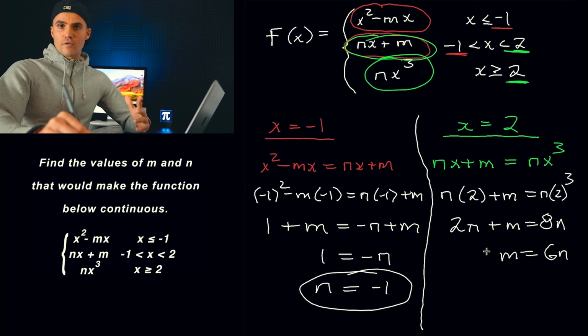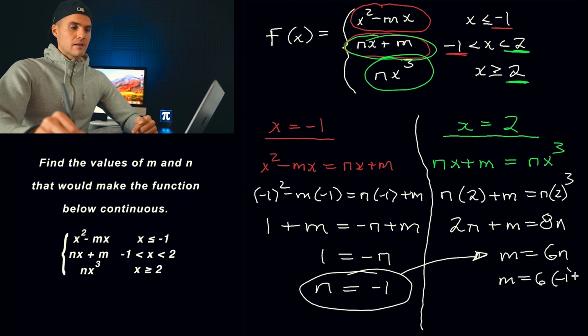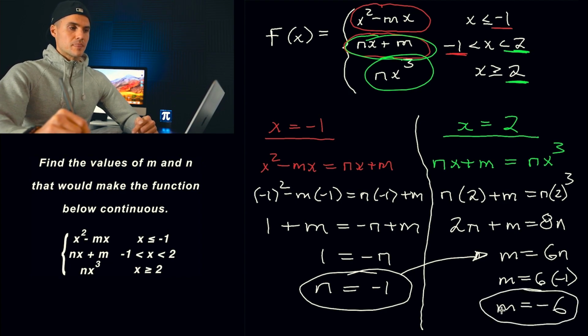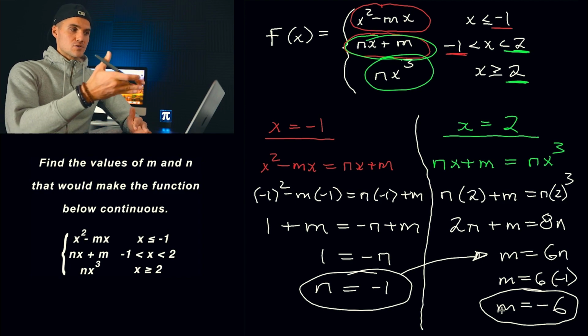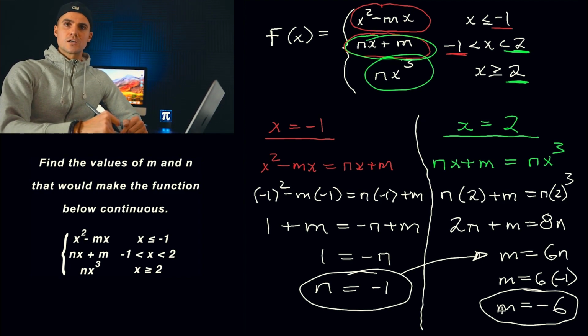And now we can solve for the m value because we know the n value is equal to -1. So we could plug that in here. So m would be 6 times -1, which would give you an m value of -6. So at an m value of -6 and at an n value of -1, those values make this piecewise function continuous. And that's a wrap for the video.